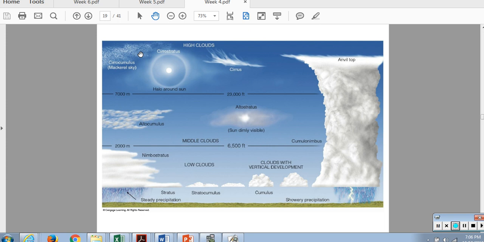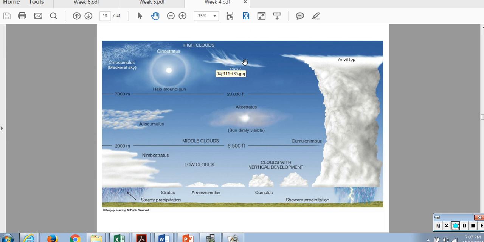The cumulus are thick and bumpy, so you can see the contrast. Here you can see the shape of the space between the cirrocumulus clouds, whereas the cirrostratus is just one sheet. And then where you can see these strands, those are the cirrus clouds.